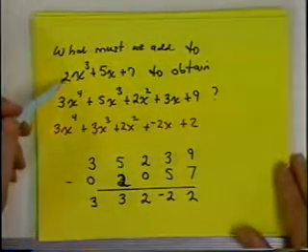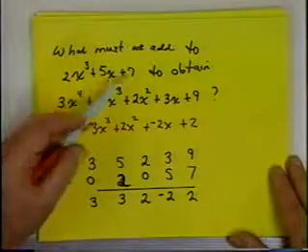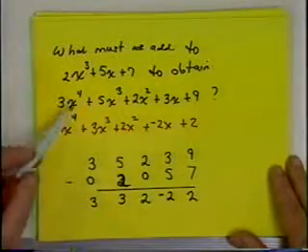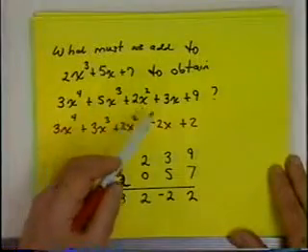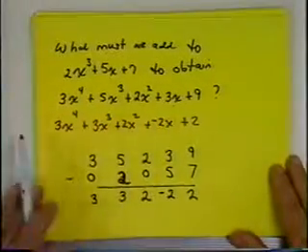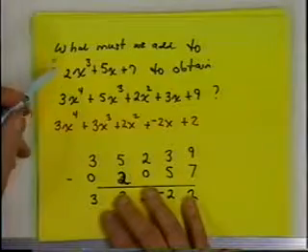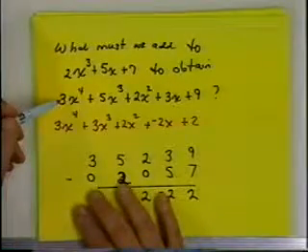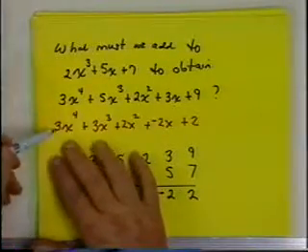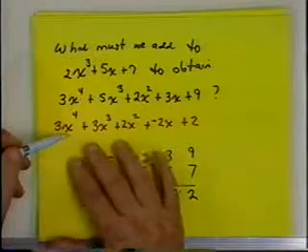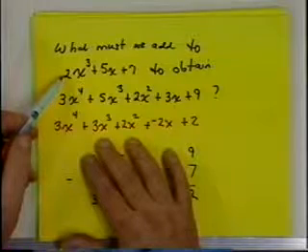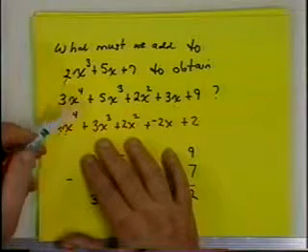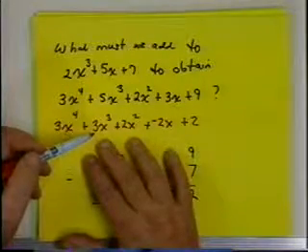What must we add to 2x to the third plus 5x plus 7 to obtain 3x to the fourth plus 5x to the third plus 2x squared plus 3x plus 9? And the easiest way is to just look and see what you need. You want to wind up with 3x to the fourth. You don't have any, so you better add on 3x to the fourth. You want to wind up with 5x to the third. Okay, you only have 2x to the third, so you better add on what? 3 more x to the thirds.